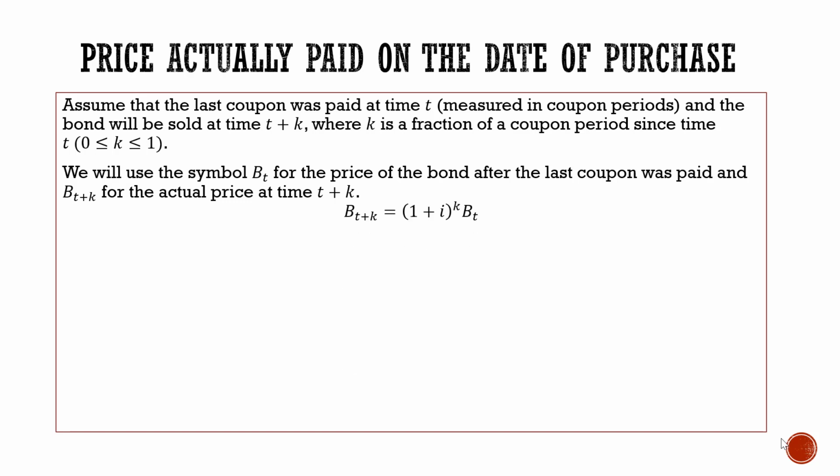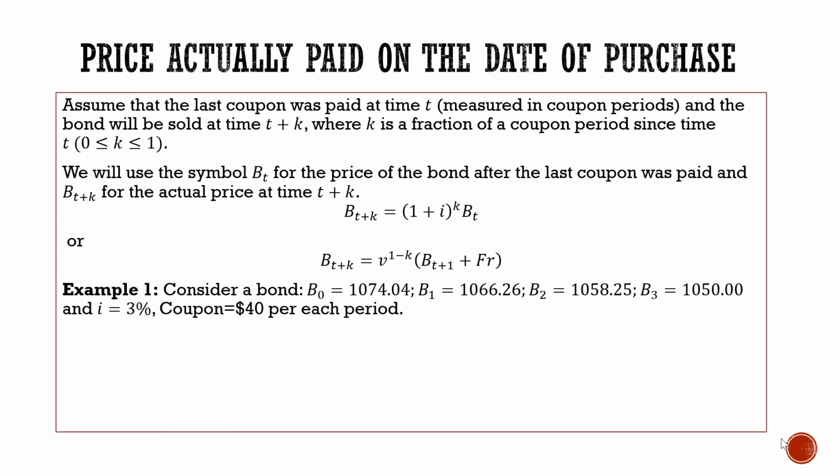So to find the bond price at time t plus k, we can accumulate the bond price at time t to time t plus k by simply multiplying by (1 plus i) to the k. Or we can look at the bond price at the next coupon date and multiply by v to the 1 minus k.